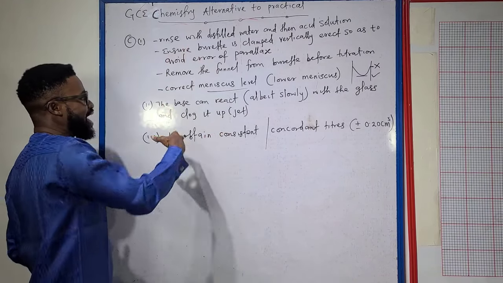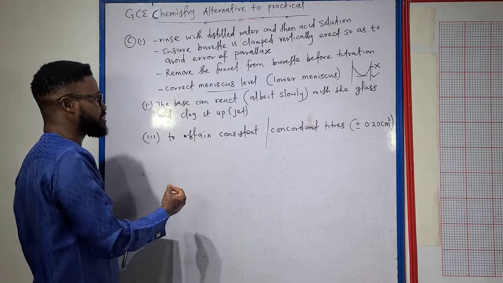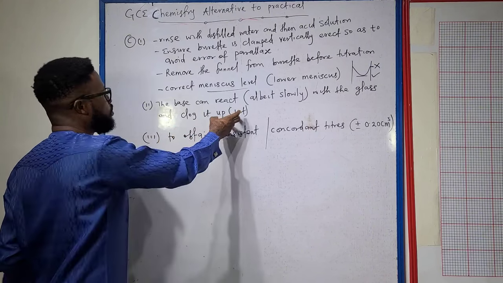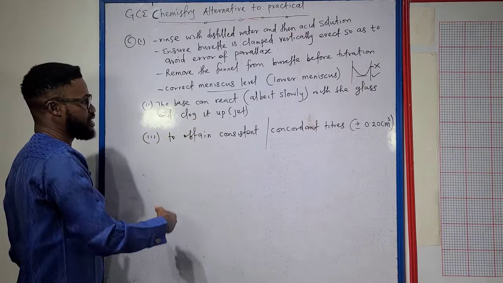So base has the tendency to react with the fragile glass of the burette, clogging it up, blocking it up. So that is why we usually don't put a base into a burette.